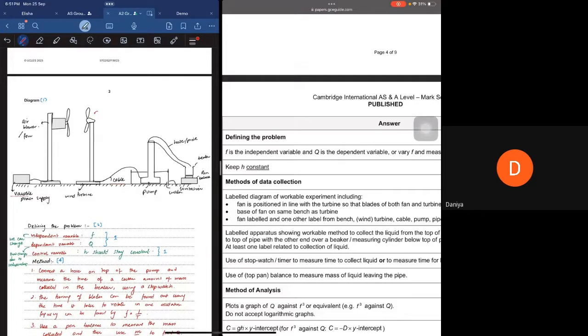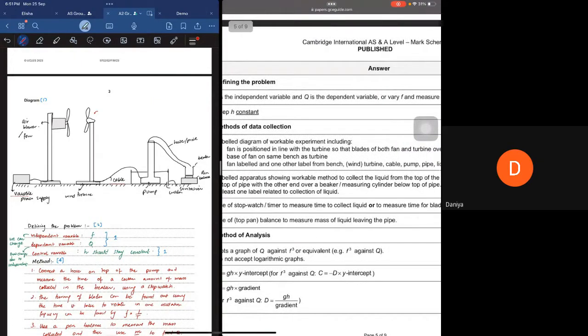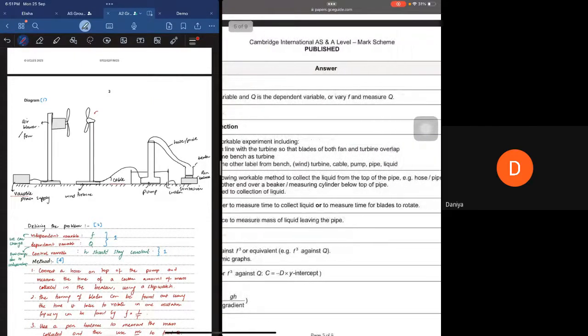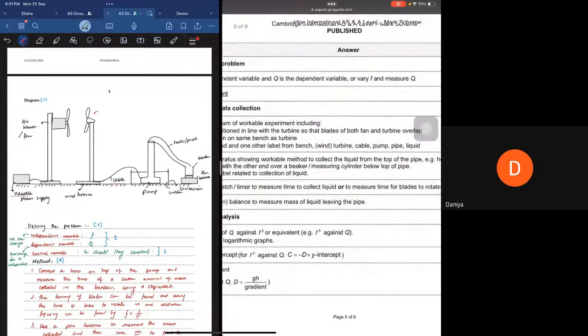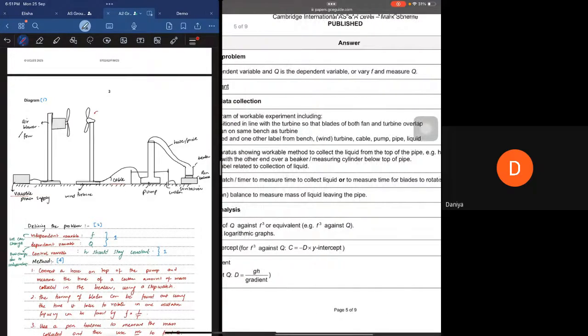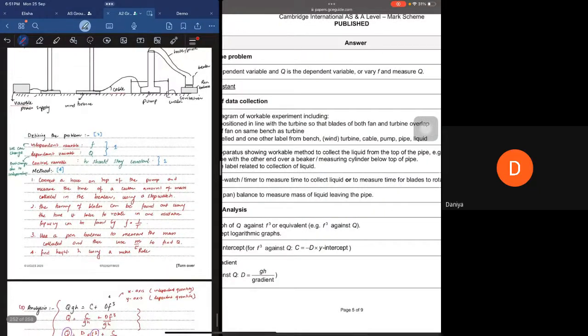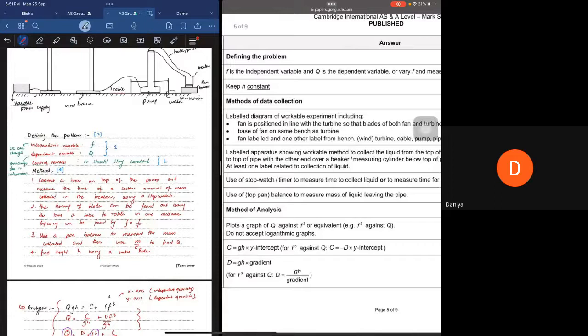For example, they said to label a practical and workable method to collect the liquid from the top of the pipe: a hose, pipe, or tube connected to the top of the pipe, with another over a beaker or measuring cylinder. At least one label related to collection of liquid. We have done that, so we received 2 marks. Then it says use a stopwatch to measure the collection time. We've written that. And then use a pan balance to measure the mass of the liquid. We've also done that. Is it clear?